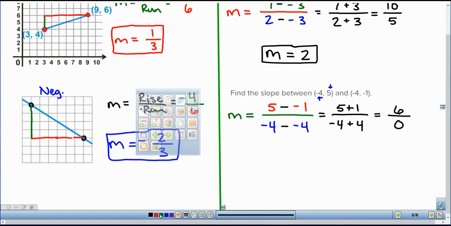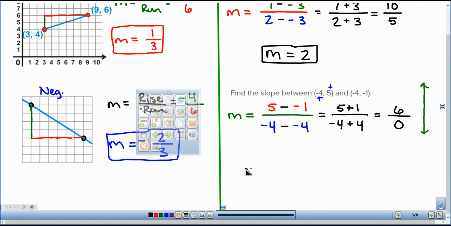Okay? And think of rise over run. It says that I'm rising 6. I am rising 6, or the line is. And then it's running 0. So it's not moving left or right. And then it would rise again. And you're going to end up with a vertical line.